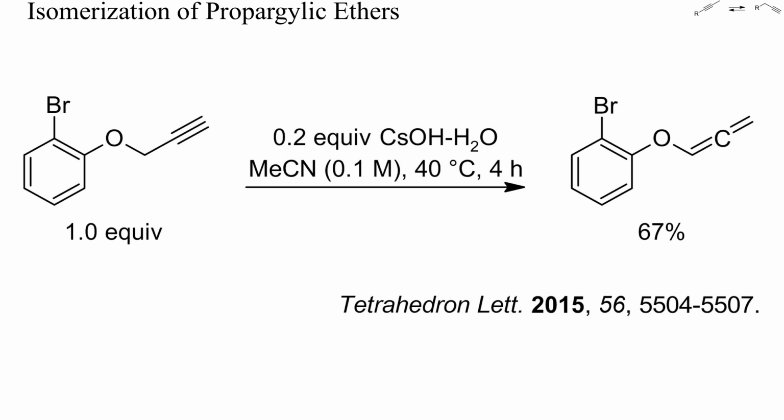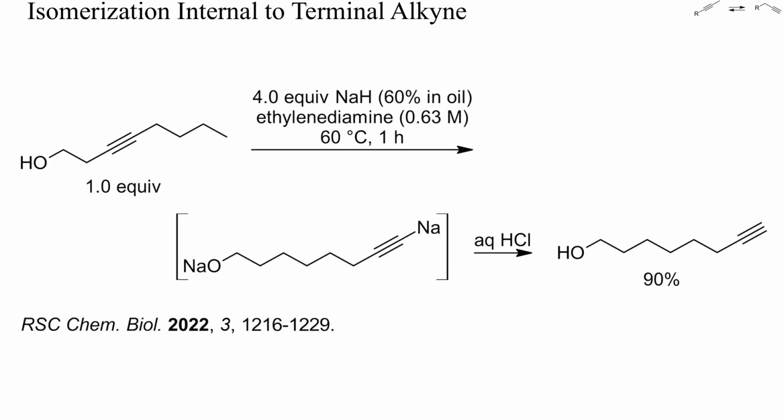Here, a propargyl ether was isomerized to an allene with catalytic cesium hydroxide under mild conditions. Terminal alkynes are sometimes obtained in high yield by isomerizing internal alkynes with an excess of a strong base, typically alkali amides. In this instance, a mixture of sodium hydride and ethylene diamine was used, and the reaction was complete after 1 hour at 60 degrees Celsius.